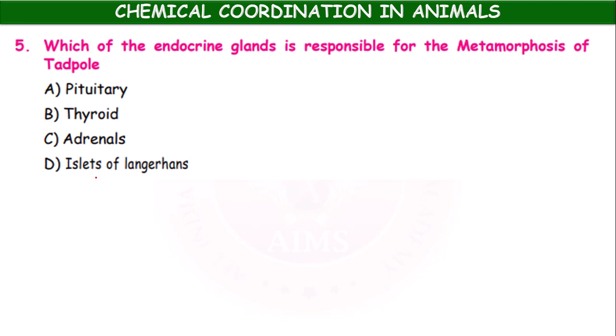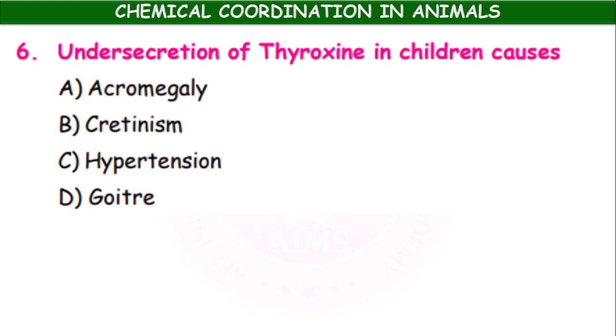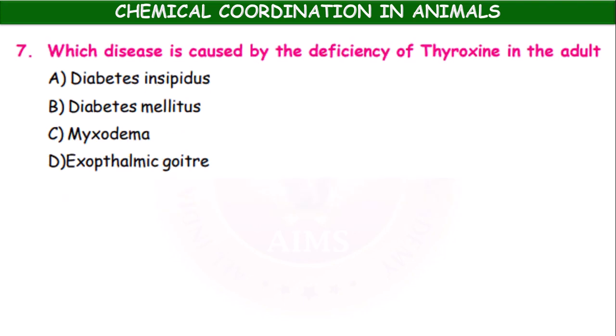Which of the endocrine glands is responsible for the metamorphosis of tadpole? Pituitary, thyroid, adrenal, islets of Langerhans. It is the thyroxine hormone which influences the metamorphosis of tadpole. So thyroid. Under secretion of the thyroxine in children causes acromegaly, cretinism, hypertension, goiter. Cretinism. Which disease is caused by the deficiency of thyroxine in the adult? Diabetes insipidus, diabetes mellitus, myxedema, exophthalmic goiter. It is myxedema.